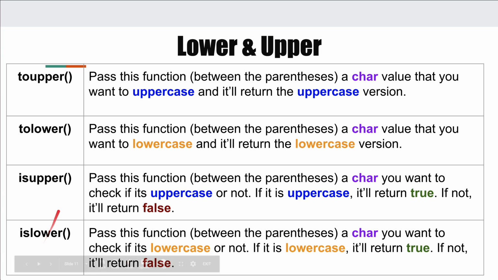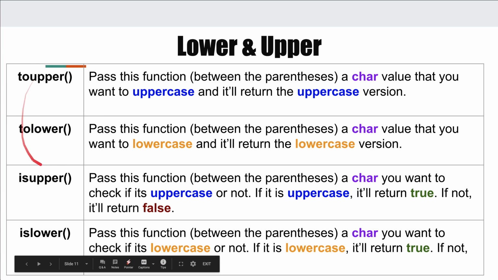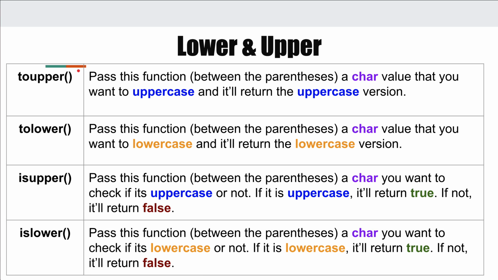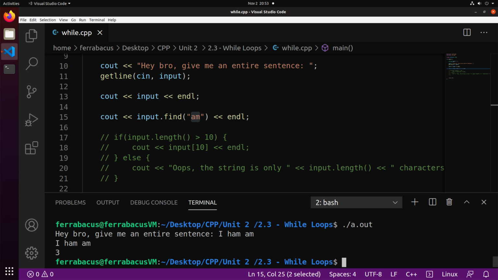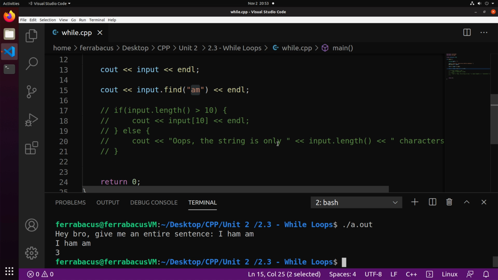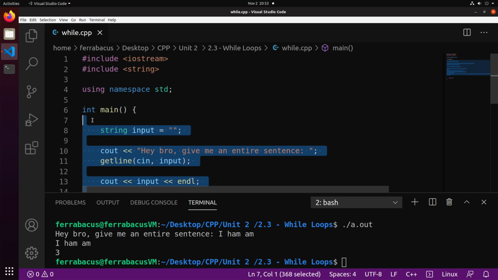Now just like anything, this toupper and tolower does not change the string you're working with if you pull something from a specific string unless you resave it, and we're going to talk about that. So let's do some code. Okay, so we're back here. Let's scrub this again and start here.